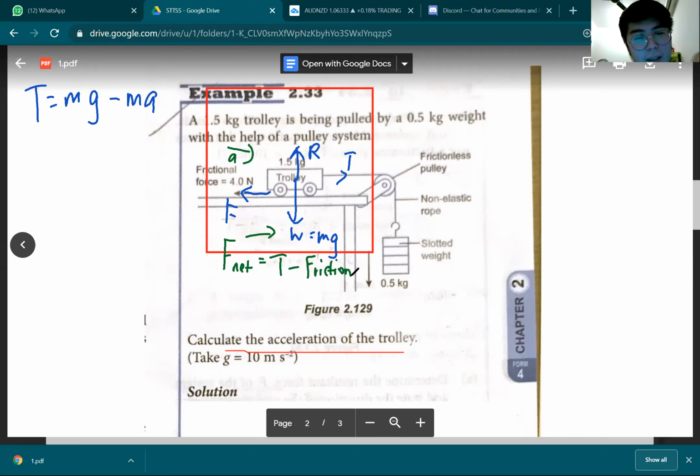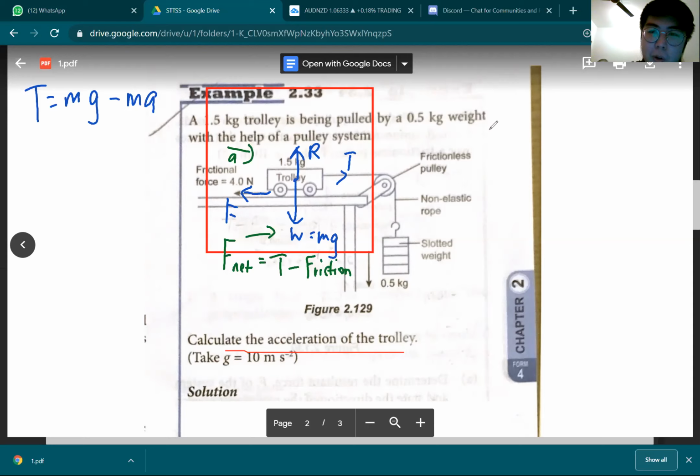Other than these two, the reaction and the weight, no effect. Okay, the reaction and the weight, we don't care about it. Why? Because they are perpendicular forces. Okay, 它们是90度 they are the vertical. So 90度如果你去拿 r cos 90度它是等于没有啦。Okay, which is why we ignore it. We ignore the perpendicular forces. Okay, so to the left, to the right, so T minus friction only.